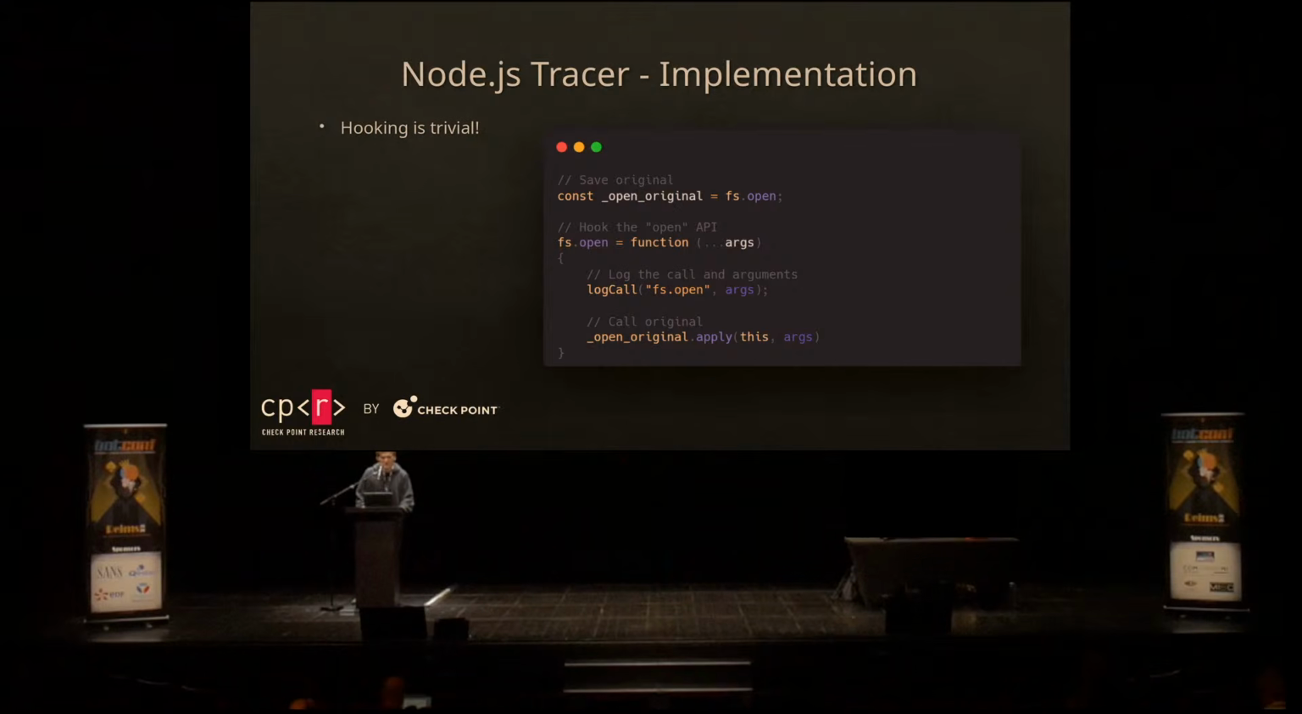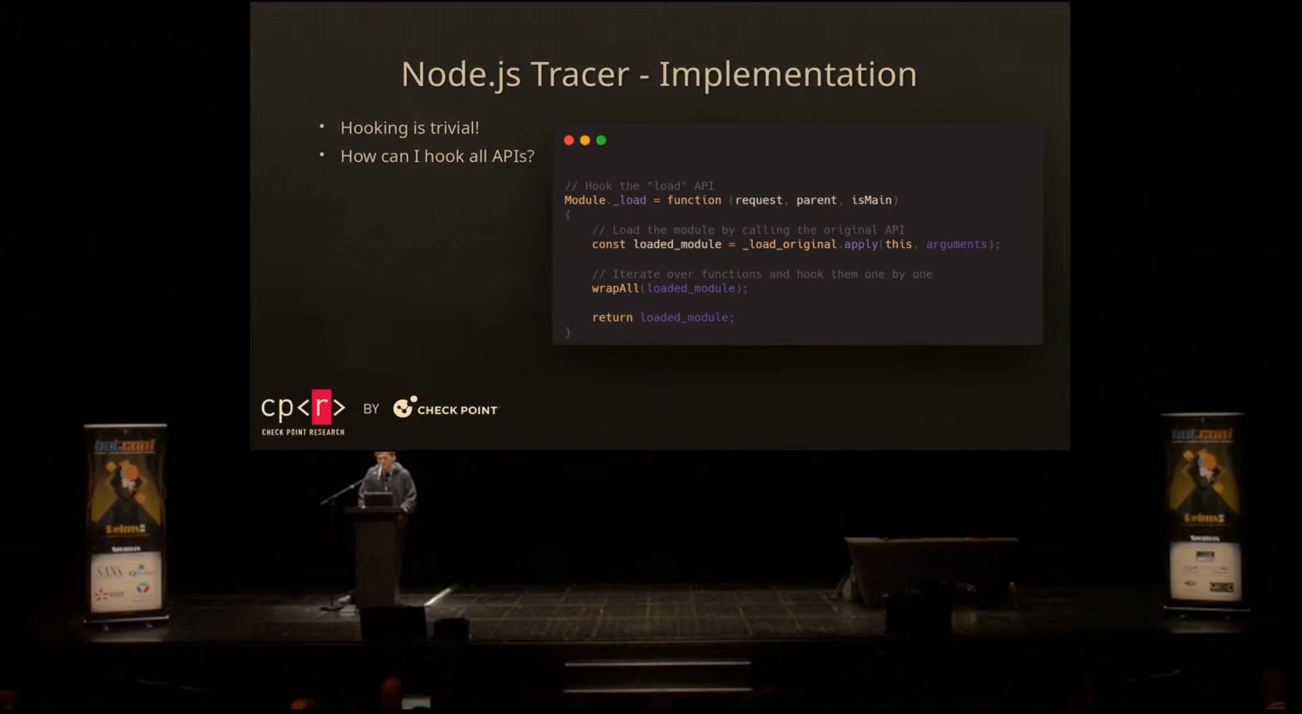And it turns out that hooking is actually very trivial. You see it on the right here. You can just save some function, in this case the fs.open function, and then replace that function object with another function where you can log the call or the arguments, spoof, or whatever you want to do, and then call the original you just saved. So this is classic hooking, but in a script language.